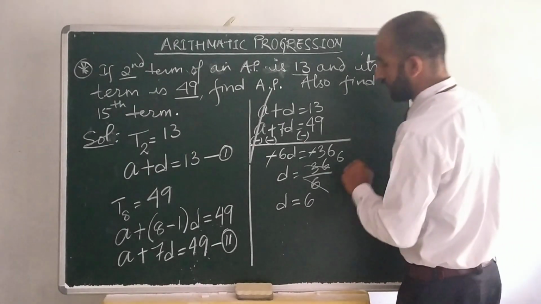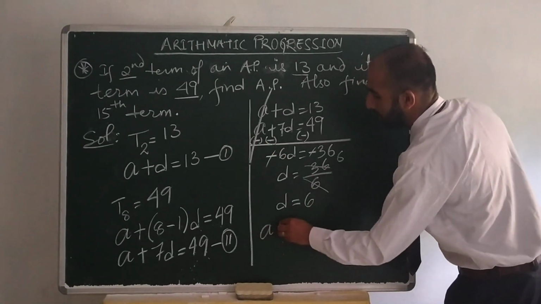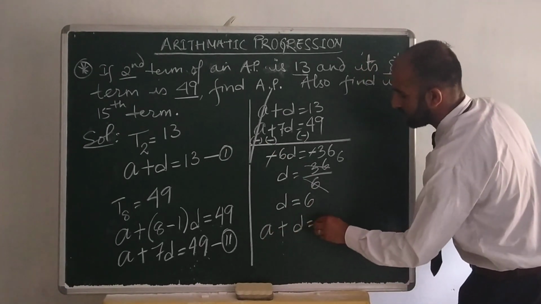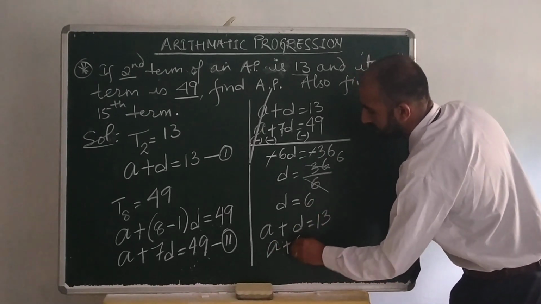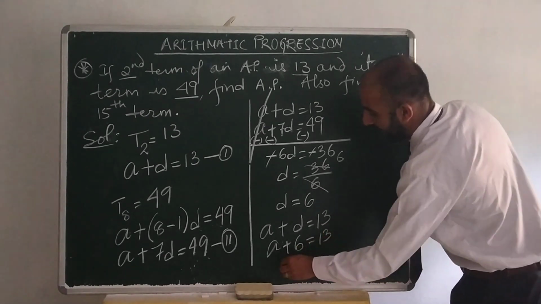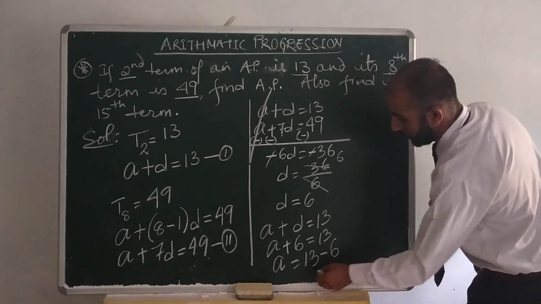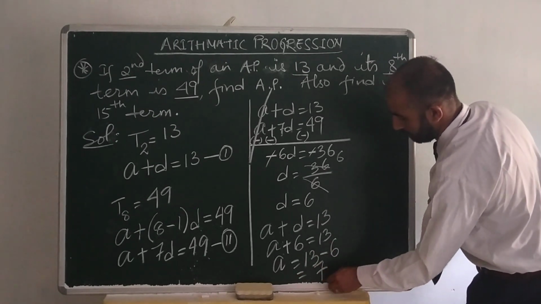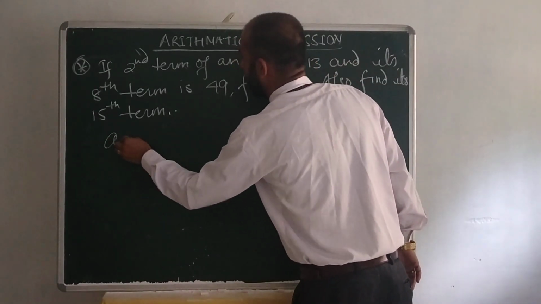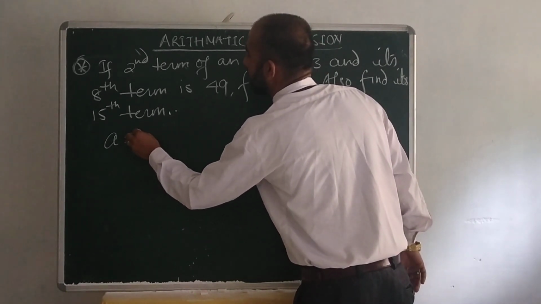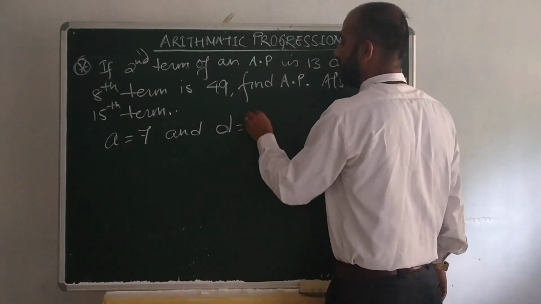Okay, so I'm going to put the value of d in equation 1. Let's see. a plus d equals 30. We got the value of d as 6. So a plus 6 equals 30. That gives a equals 30 minus 6, which will be equal to 24. So kids, we got the value of a as 7 and we got the value of d as 6.